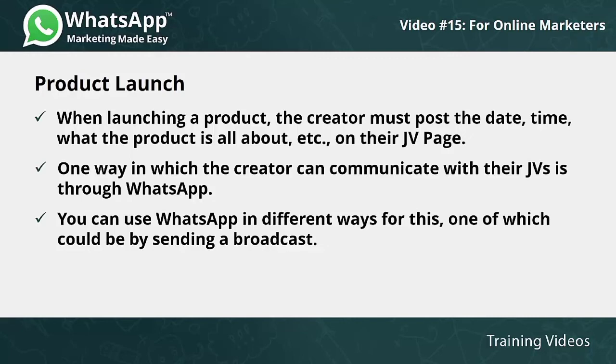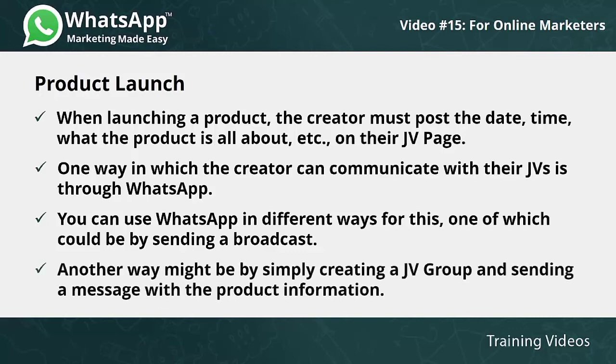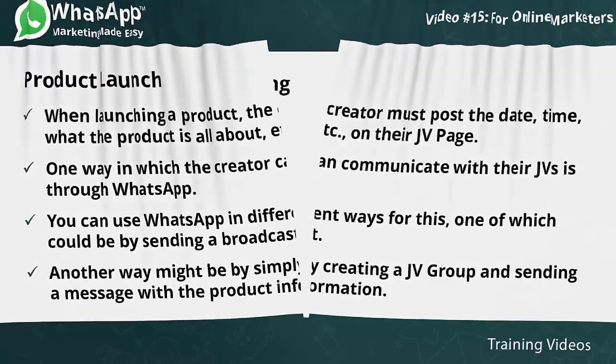Once you send the message, it will reach all the contacts via a private chat, where they can ask for any details. Another way might be by simply creating a JV group and sending a message with the product information. This way, all who are part of the group can ask questions about the product. Keep in mind that for both the JV group and the broadcast, you should remind them from time to time about the release date so that everyone will be aware.